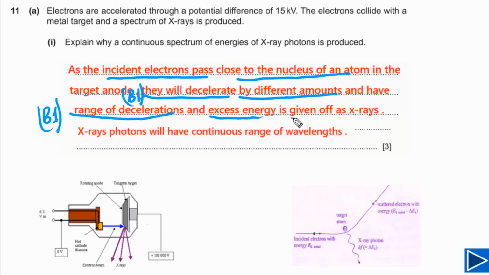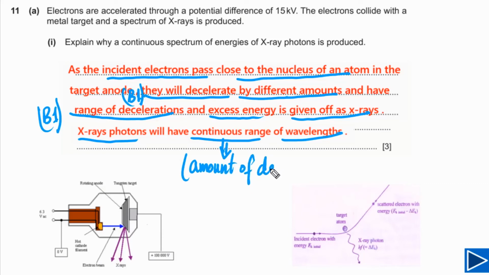Excess energy is given off as X-rays. So X-ray photons will have a continuous range of wavelengths, and this continuous range depends on the amount of deceleration. If you write down the amount of deceleration, you will get the third B mark. So this is how marks will be awarded for this part.